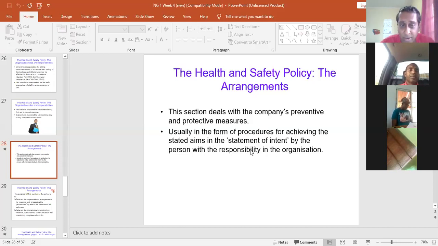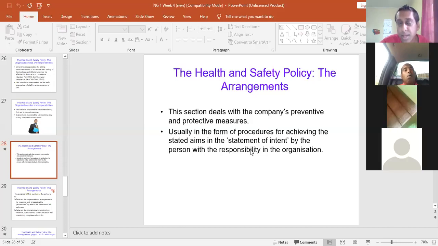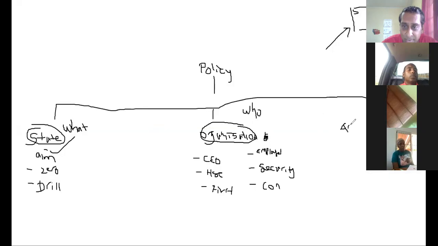I'll read it again, right? What is the arrangement section? It should have the procedures for meeting the aim by the responsible person. Procedures for meeting the same aim, reduce accidents to 0, by the responsible person, the HSE. So I'm going back to the chart, right? So what this section would have in it is the procedures that the persons would now have to use to fulfill the aim, right?